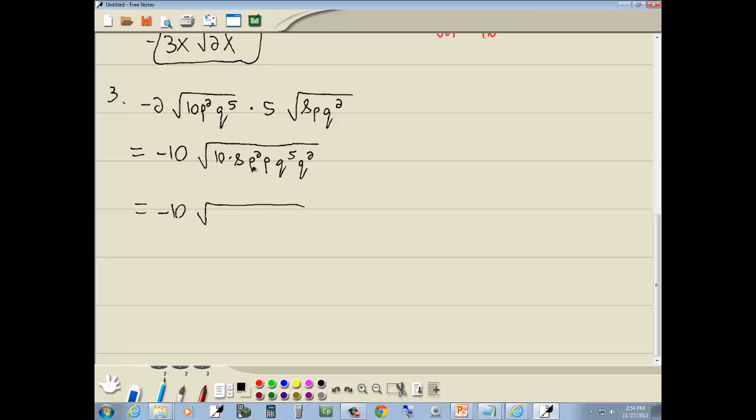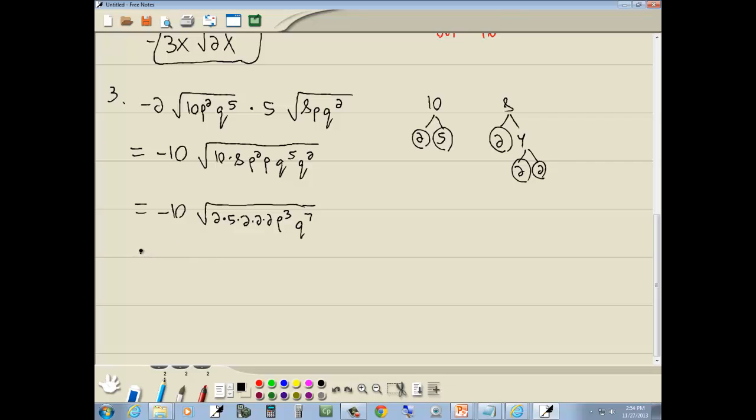I don't want to actually multiply these together. I'll do the prime factorization of each one. So if I look at the factor tree, 10 is 2 times 5. Both of those are prime, so I circle them. Now 8 is 2 times 4. 2 is prime, so I circle it. And 4 is 2 times 2. Those are both prime, so I circle them. So I'm going to have 2 times 5, and then three 2's. Now p squared times p, that means we've got 3 p's. Q to the 5th times q squared means we've got 7 q's.